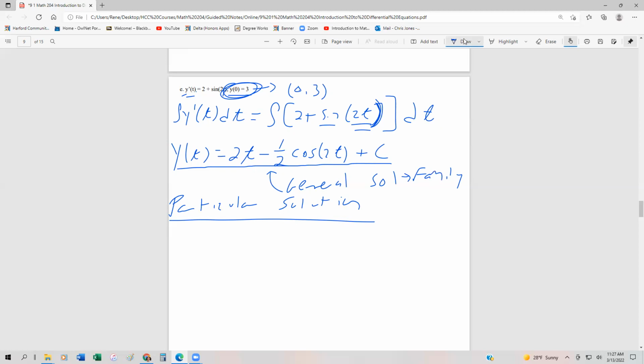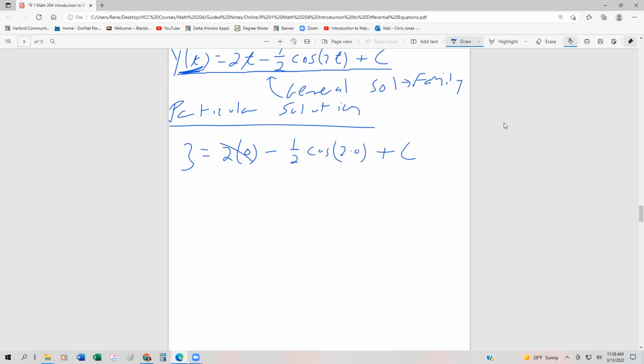So to be able to find that, we're just going to substitute 0 for t, and then 3 for y of t. So this is going to now become 3. We're substituting for y of t equal to 2, and it shouldn't have been x, it should have been t. Sorry about that, because t is the independent variable. So 0 minus 1/2 cos of 2 times 0 plus C.